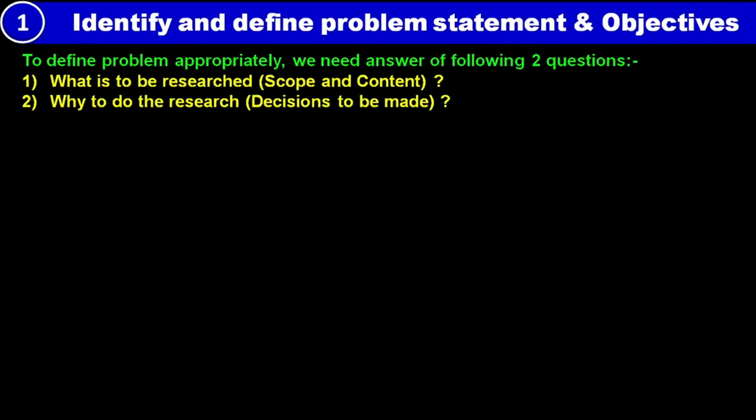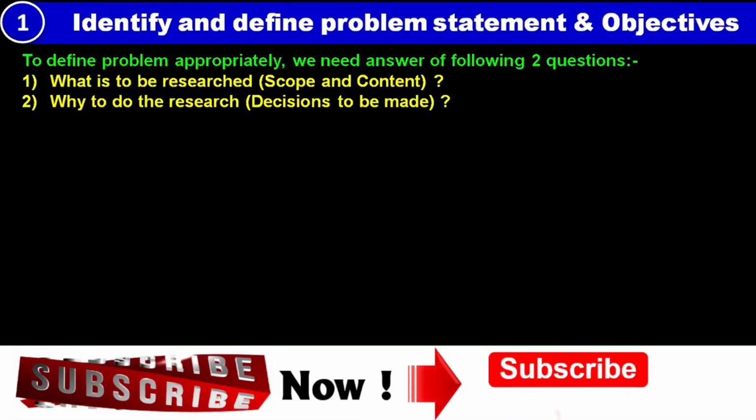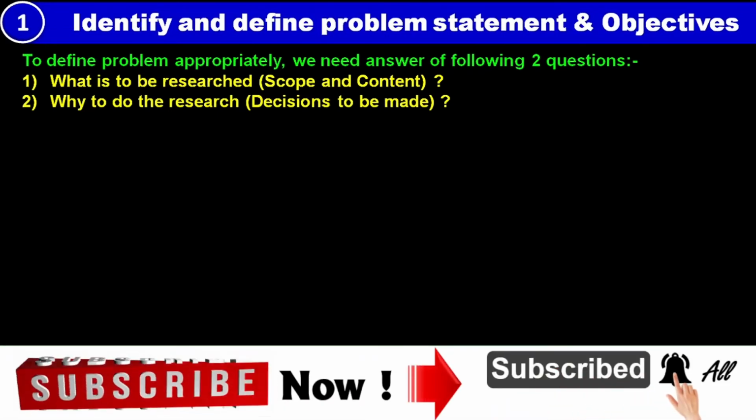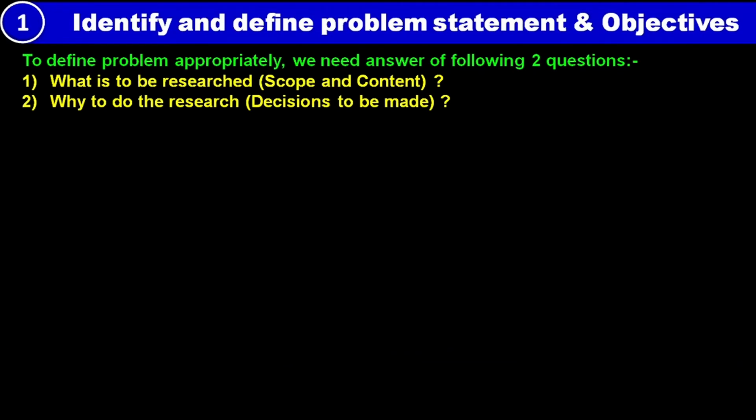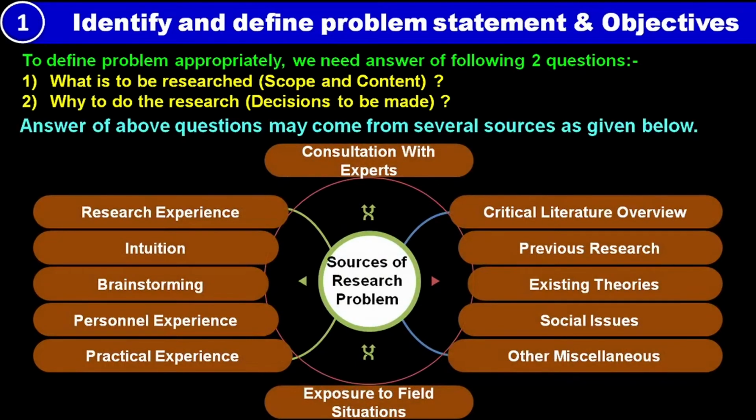To define the problem appropriately, we need answers to the following two questions. What are these two questions? What is to be researched, means what is the scope and contents of the research, and why to do the research, means why we are going to conduct the research. That decision has to be made by the researcher. And answers to the above questions may come from several sources.